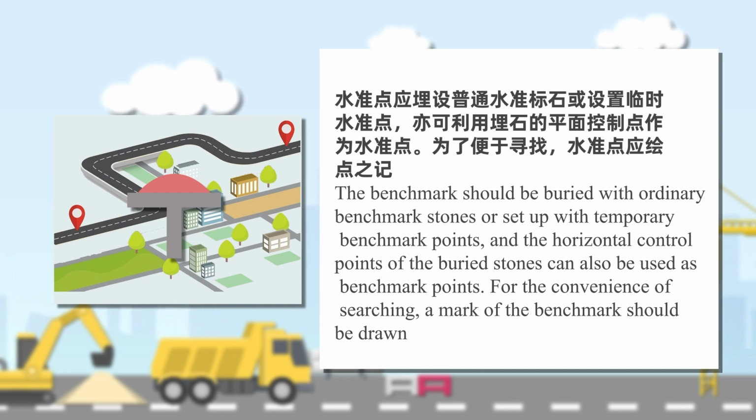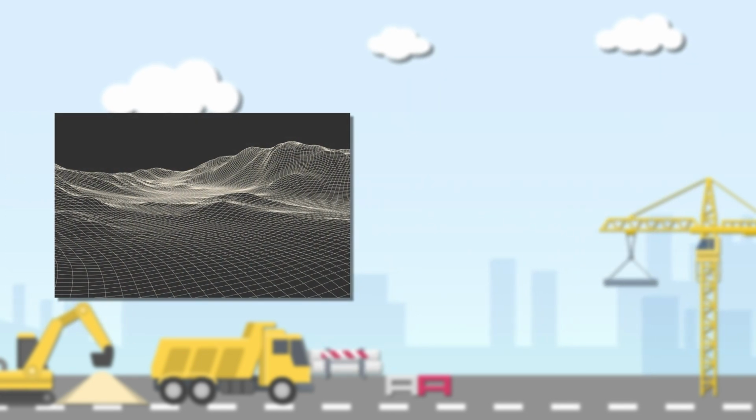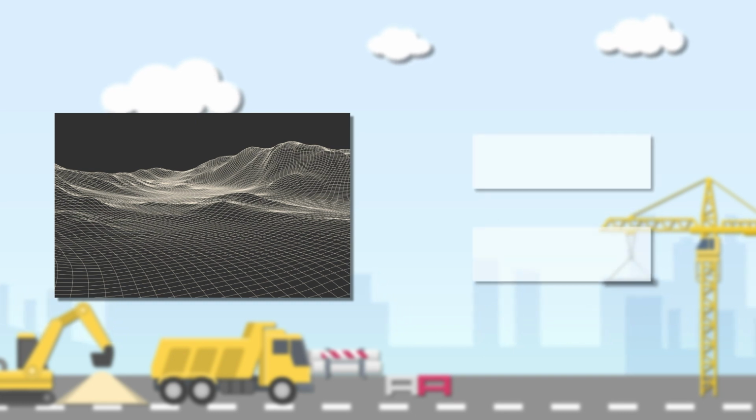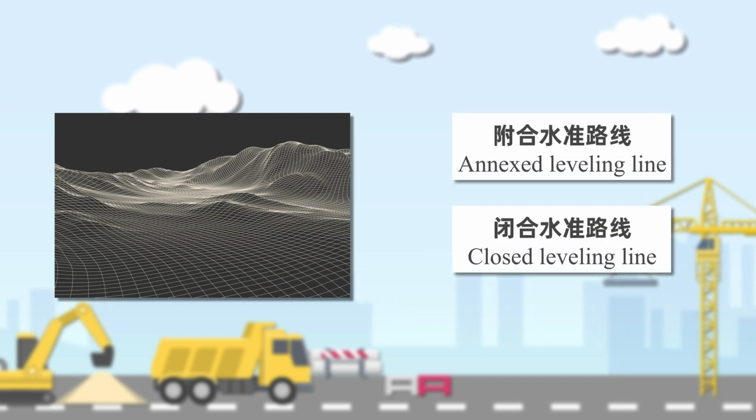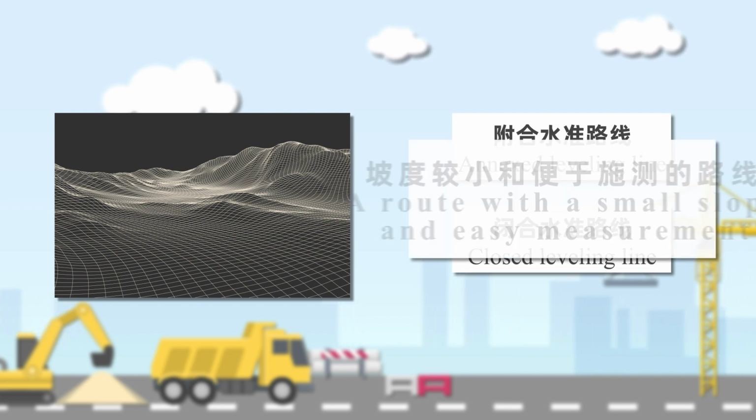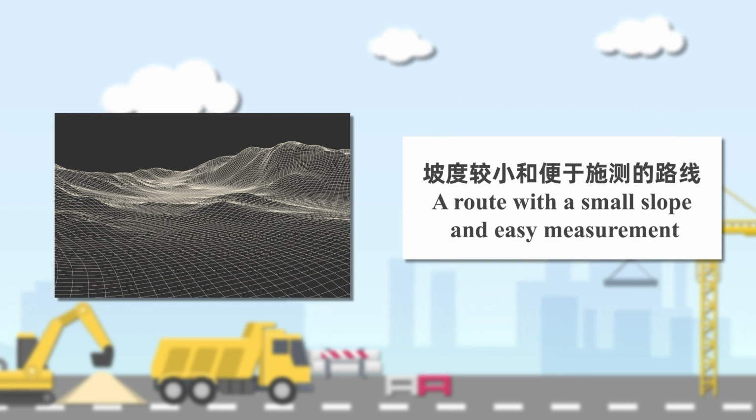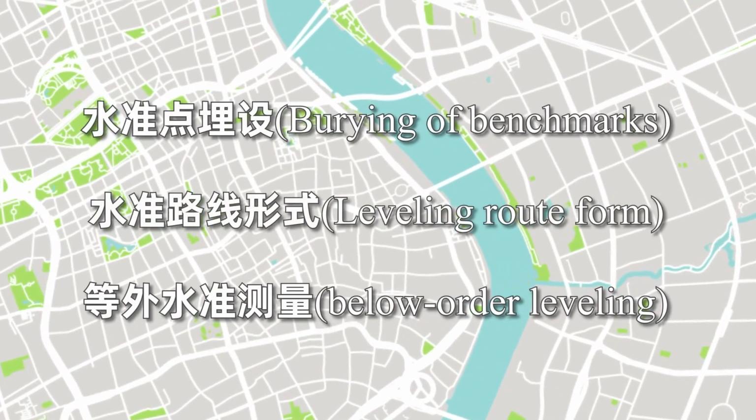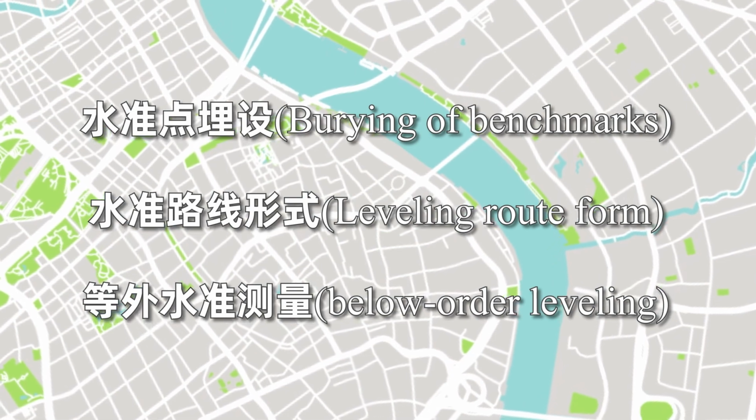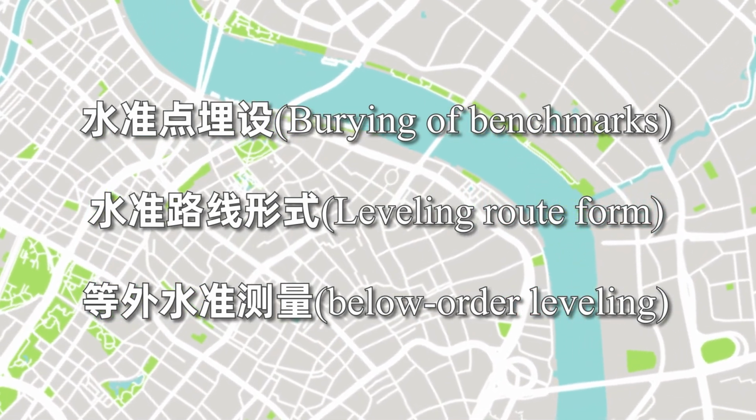The plane control points of buried stones can also be used as leveling points. In order to facilitate finding, leveling points should be recorded. Leveling lines of 3 and 4 levels can be laid out as attached leveling lines or closed leveling lines according to the situation of high-level leveling points and topography of the survey area. When selecting leveling lines, the existing road network should be fully utilized and the lines with smaller slopes and easy to be measured should be selected. The burial of leveling points and the layout of leveling lines are consistent with the requirements of out-of-grade leveling measurement.